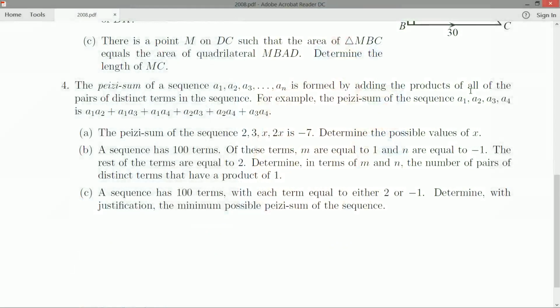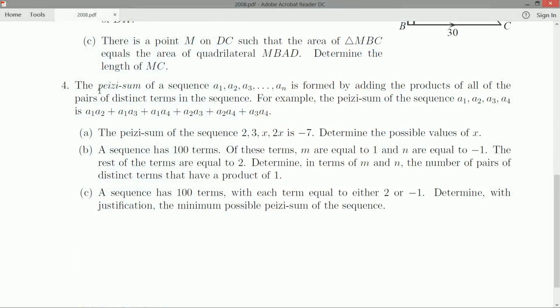Hello, ladies and gentlemen. Root Beer here, and we're looking at the 2008 Hypatia, and we're on the very last question, question number 4. This should be the hardest question on the paper, so hopefully you've given it a try. Even if you're just able to do part A, hey, that's great, and it's great practice that you've done that. Okay, so let's take a look at question number 4 together.